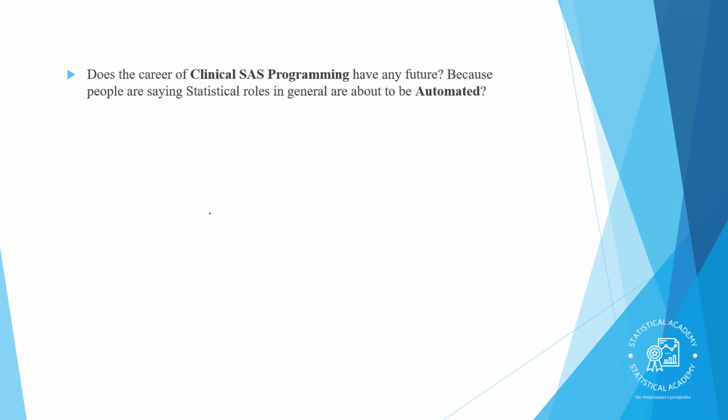First one, does the career of clinical science programming have any future? Because people are saying statistical roles in general are about to be automated. Clinical trials industries like pharmaceutical companies, CROs are continuously hiring a lot of programmers. People have been saying this about automation for decades, but clinical science programming is not going anywhere. There is no impact of automation on programming jobs. Clinical trials data is dirty data. People should be there. SAS programming career is a pretty strong and highly paid career. There is no impact of automation.